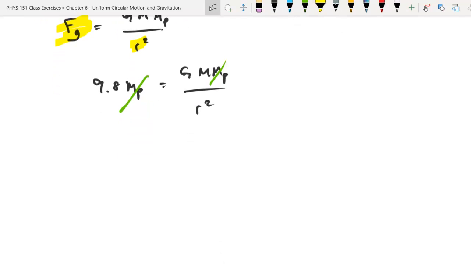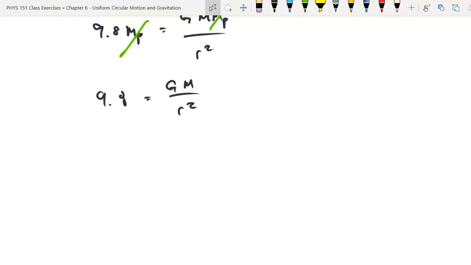So we have here that 9.8 must be G times M divided by R squared. And G is 6.674 times 10 to the negative 11th, right? We're looking for R. We know G, the gravitational constant. We know M. So R is going to be equal to the square root of GM divided by, I'm just going to put little g, 9.8.